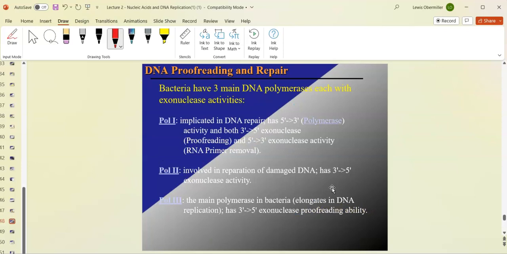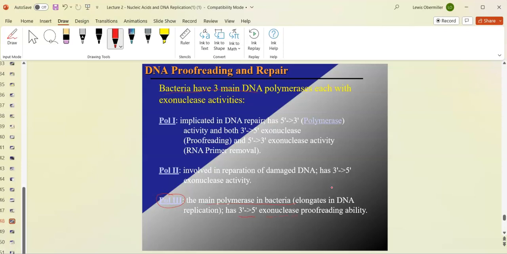All right. So let's get into a little bit about these polymerases. So bacteria have three main polymerases, the 1, 2, and 3 that we talked about. These were actually discovered in this order. Polymerase 3 is the main player. It's the main polymerase that elongates the DNA. It also has a 3' to 5' exonuclease ability.